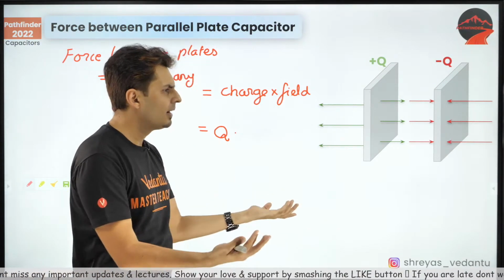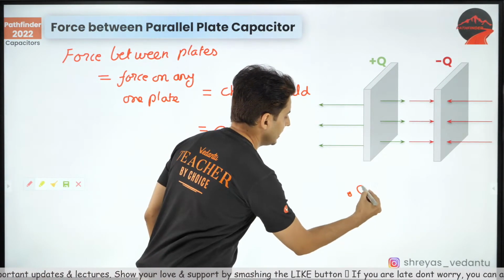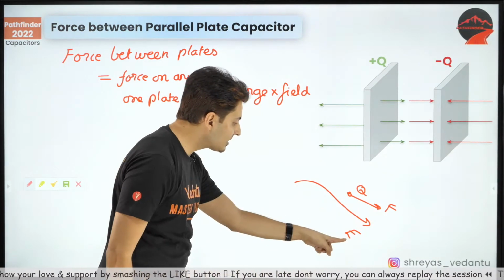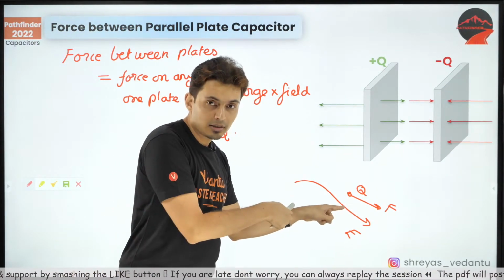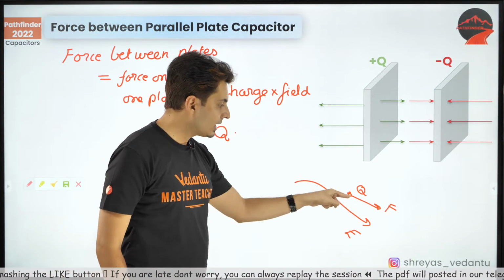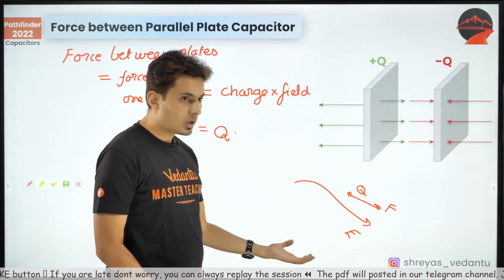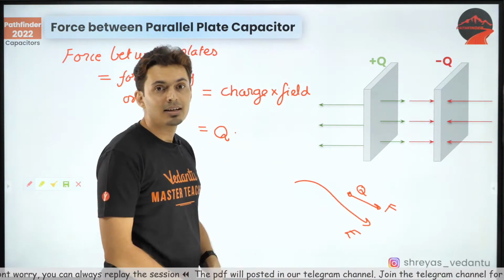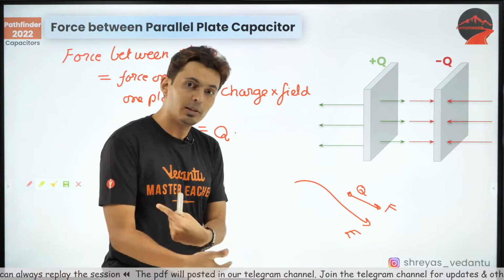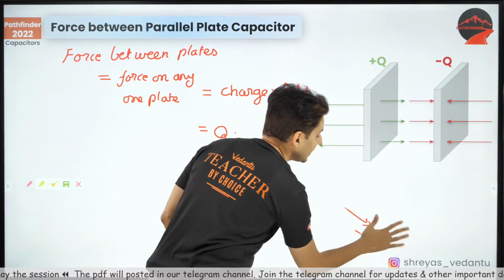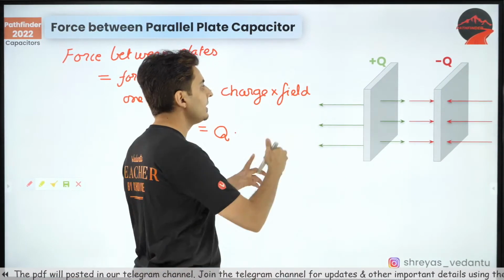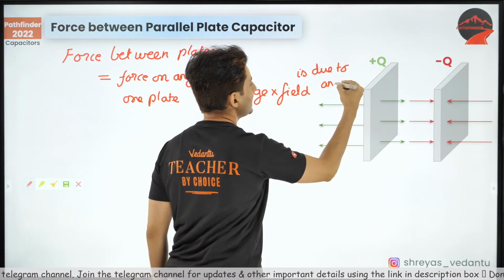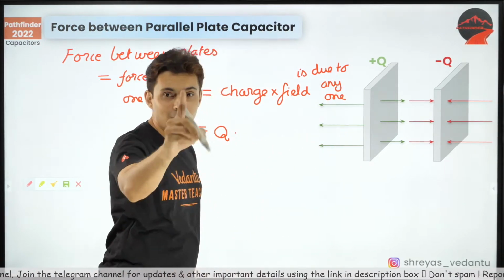You might be like, sir, why? Guys, when I have a charge and I'm finding the force because of a field, is this field created by that charge? Is the force acting on a charge because of the field of other charges, or of this charge itself? Obviously the other charges, right? Not because of its own field applying the force on itself. Doesn't make sense. So guys, understand this. This field is due to any one of the plates.